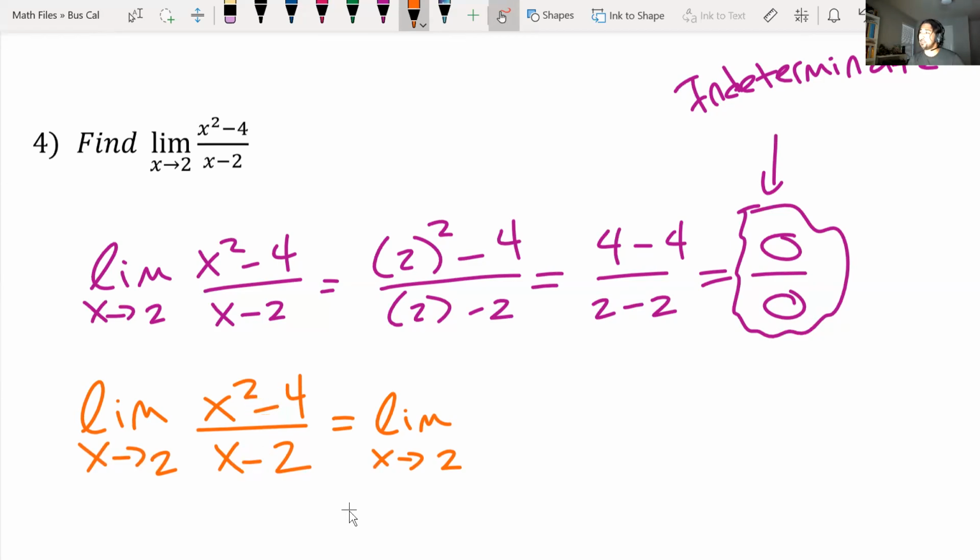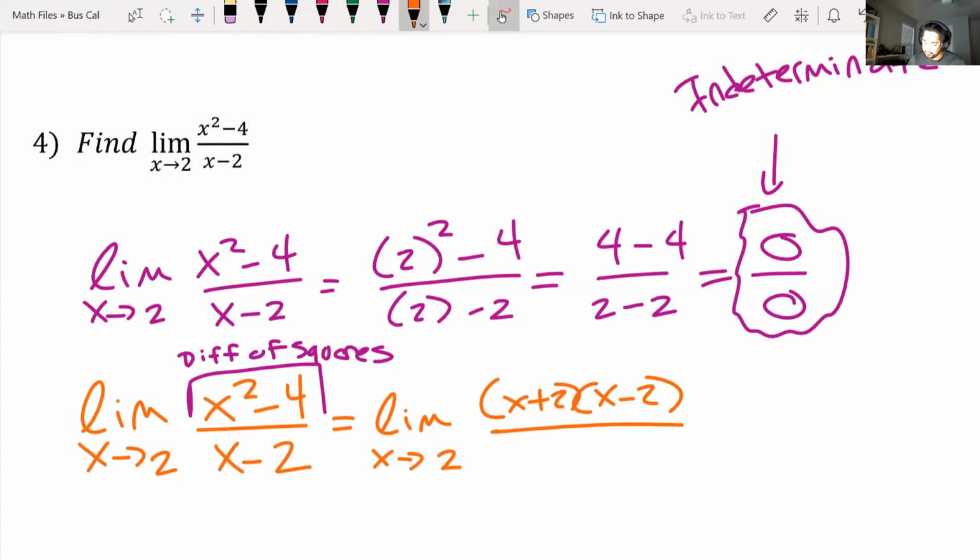So when I say think algebraically, I mean, your brains are going, how about factor? x squared minus 4 is a difference of what? Squares. Can you factor a difference of squares? Yes, you can. What does it factor to? It's x plus 2 and x minus 2. So x plus 2 times x minus 2, over x minus 2.